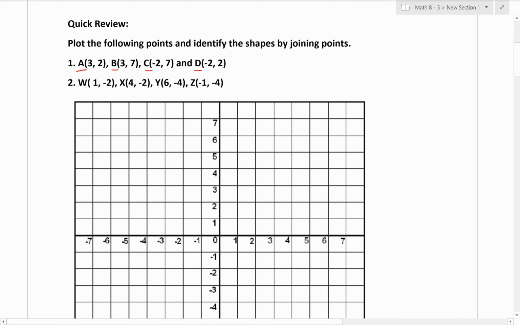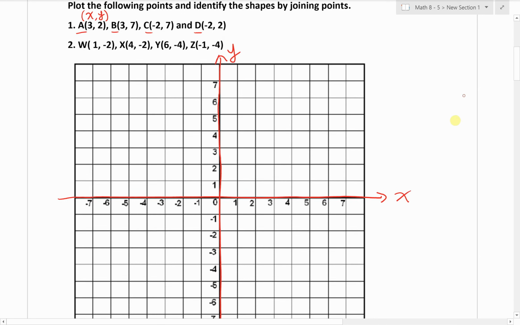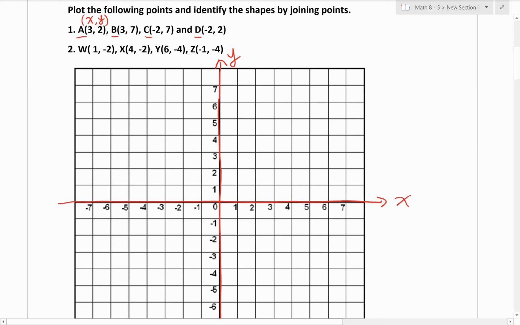Recall, this is what we call the coordinate pairs. And the first coordinate is the x coordinate, and the second one is the y coordinate. And remember, on the grid, the horizontal axis is the x-axis. The vertical axis right here, this is the y-axis. Okay, so the first point, A, is 3, 2.